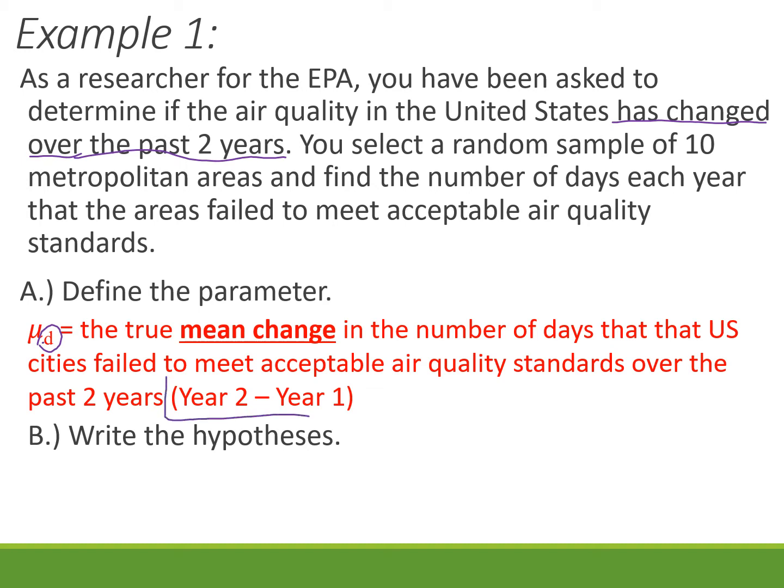It's also good to write something like this, so we're saying how we're calculating this difference. Is it the first sample minus the second, or vice versa? Hypotheses. The null hypothesis is that there hasn't been a change. The air quality is the same across the whole population of cities. The alternative is that there is a change, that the difference is not equal to 0.